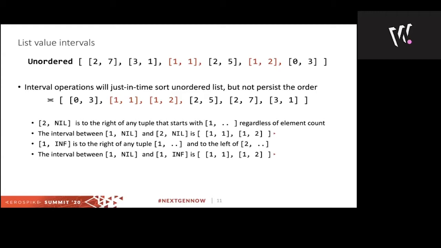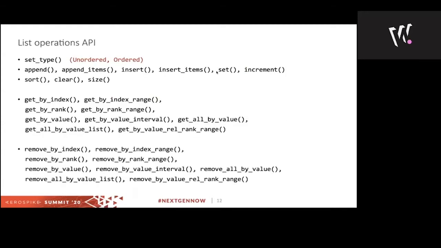1, infinity is going to be to the right of any tuple 1, comma anything, and to the left of 2, comma anything. So, you can see that it basically gives the same result. Now, one of them is inclusive exclusive, and the second one is inclusive inclusive.